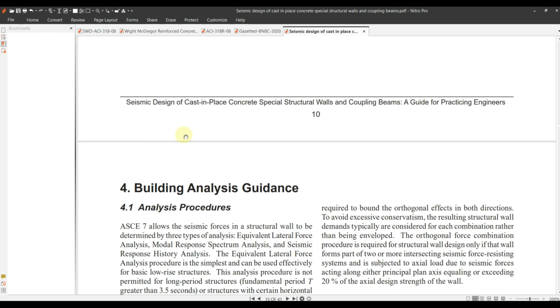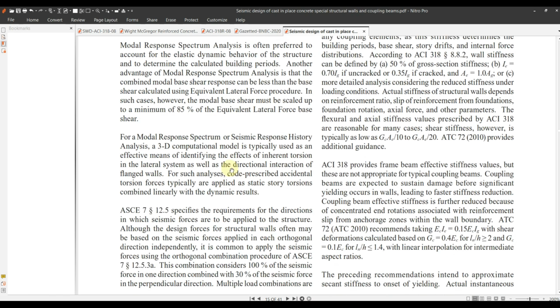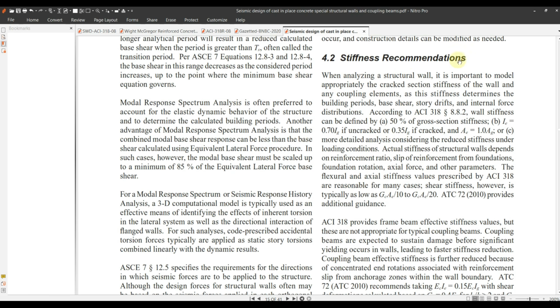Diaphragms and foundations, we are not covering here. Building analysis, guidance, analysis procedures, statements, recommendations. Regarding the standards recommendations, when your wall is cracked, you consider 35% of the cross section properties, and when your wall is uncracked, you consider 70%. This is the common practice we use. Otherwise, there is another suggestion that you can use 50%.